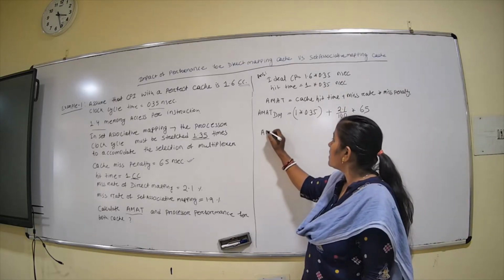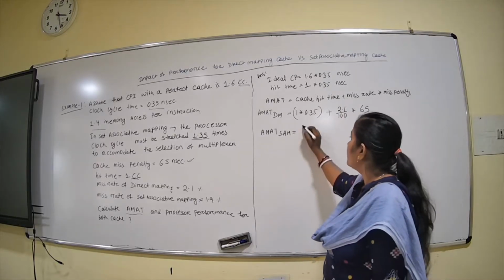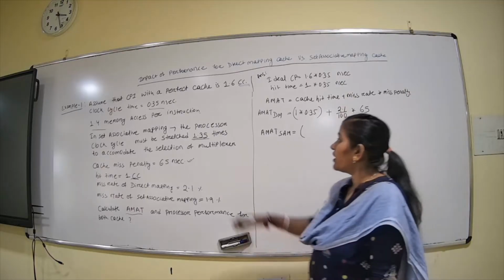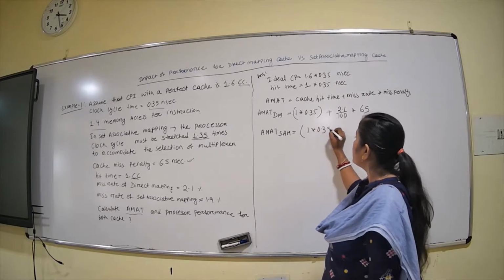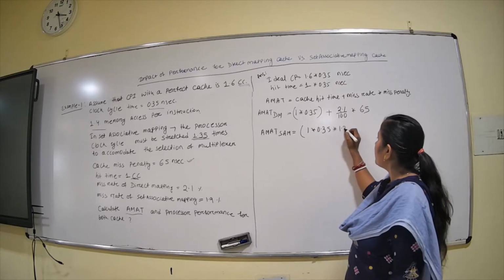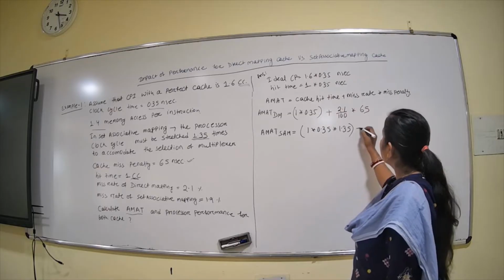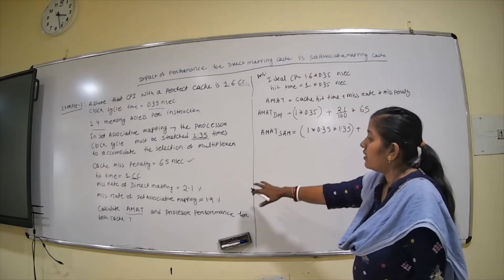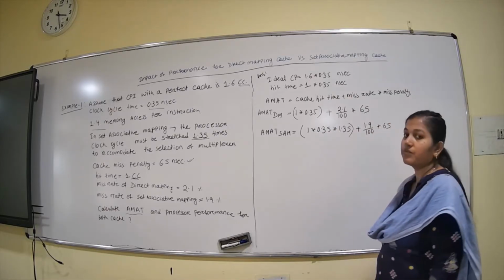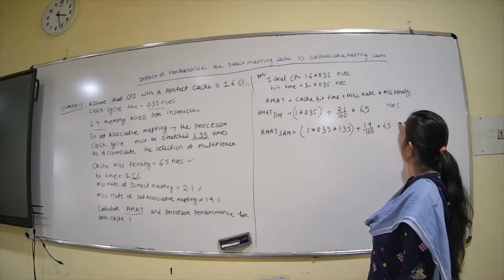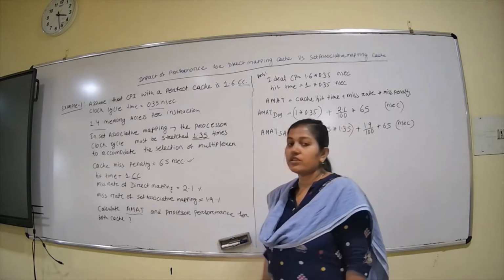Now the average memory access time for the set associative mapping. Now the cache hit time will be stretched by 1.35 times. So 1 into 0.35 is your cache hit time, and that will be stretched by 1.35. Now plus, what is the miss rate of the set associative mapping? 1.9 by 100 into miss penalty, that is 65. All will come in nanoseconds, the answer will come in nanoseconds. This is how you calculate the average memory access time.